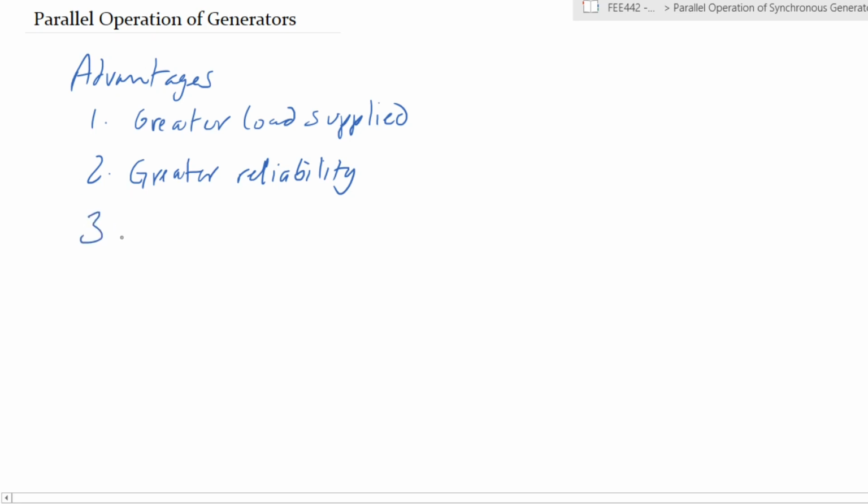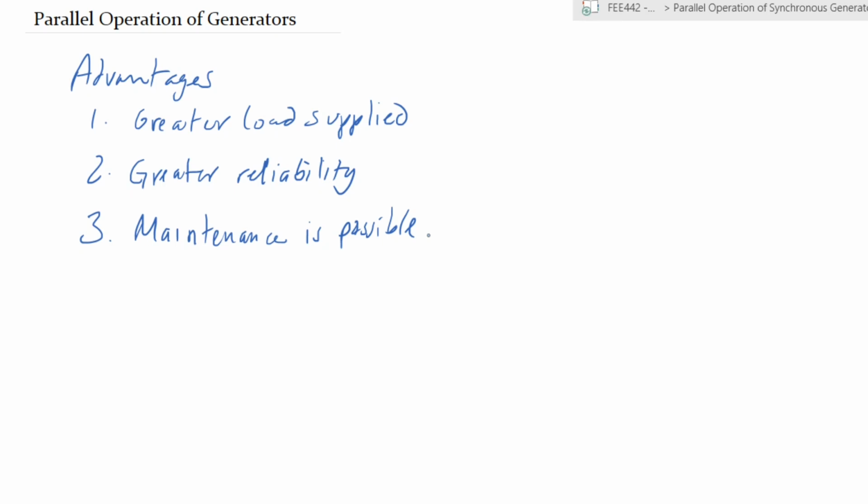And that leads us to the third one, which is the ability to maintain. So maintenance is possible while the generators are running. Again, if you have a bank of 10 generators and you need to pull one out for maintenance, depending on your load, the rest of the generators would be able to run continuously. You do not have to disconnect your loads in order to service maintenance.